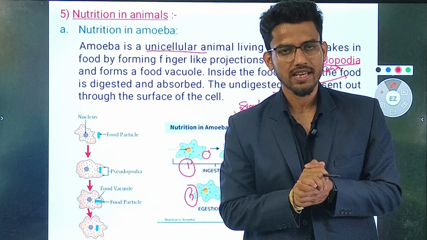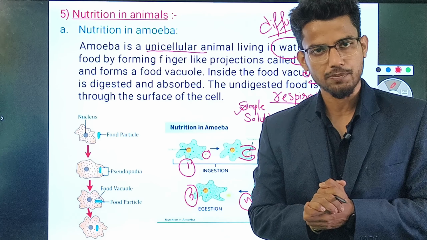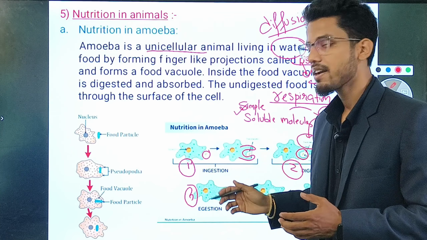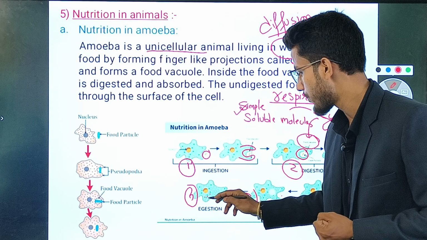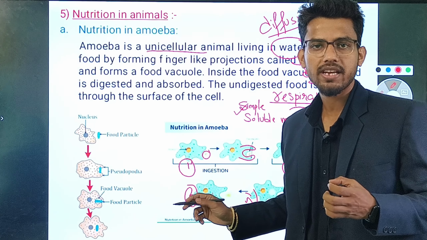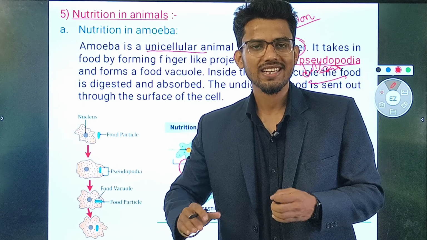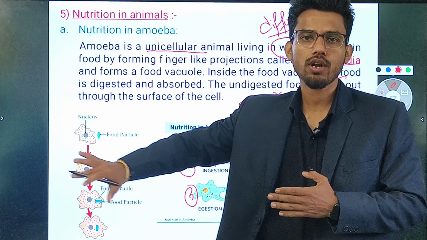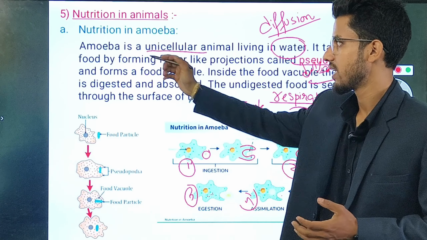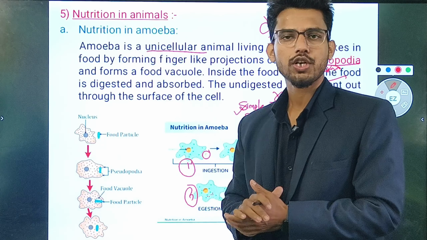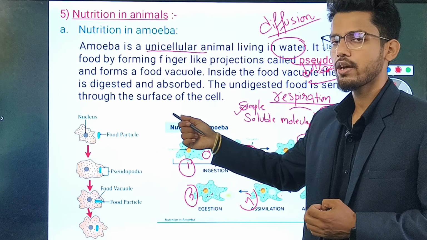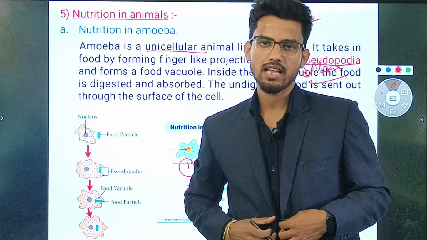As I have already stated, egestion means the removal of the undigested part. Whenever a large amount of undigested food is collected inside the amoeba, the cell membrane ruptures, and the undigested food is thrown away from its body. And during this process, we can say that the nutrition of amoeba is completed. So either you have to go through this diagram, or you can also draw this diagram during your examination.